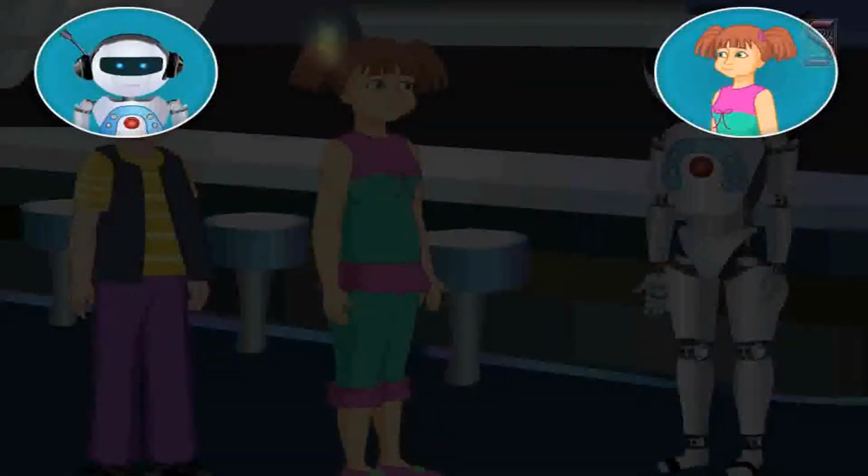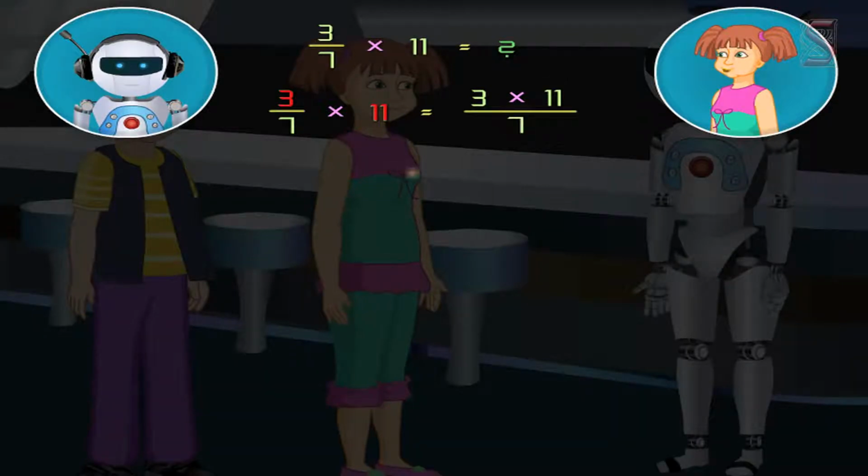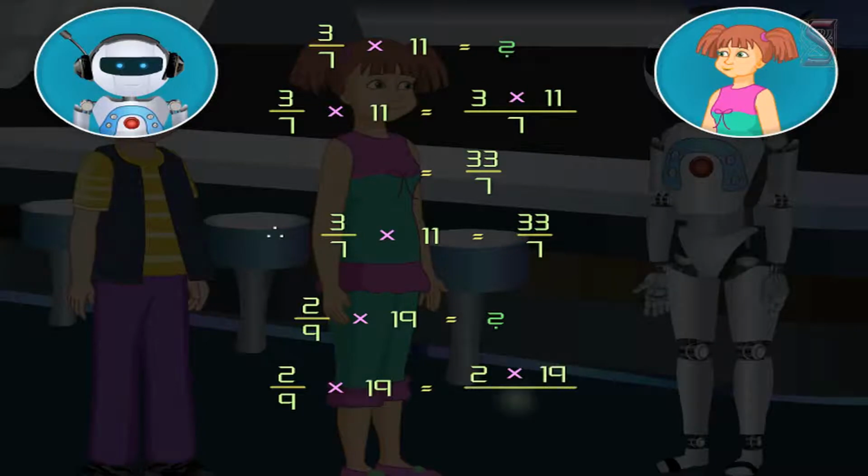Here are some more examples of how to solve when a fraction is multiplied with an integer. What is 3 by 7 multiplied by 11? Multiplying the numerator of the fraction with the integer, we get the numerator as 33 and the denominator is 7 itself. Therefore, 3 by 7 multiplied by 11 is 33 by 7. What is 2 by 9 multiplied by 19? 2 by 9 multiplied by 19 is 38 by 9.